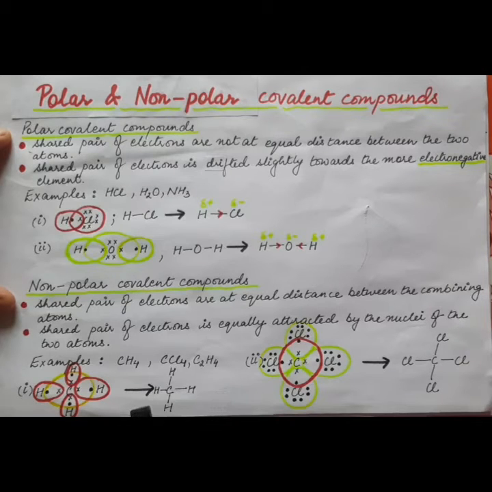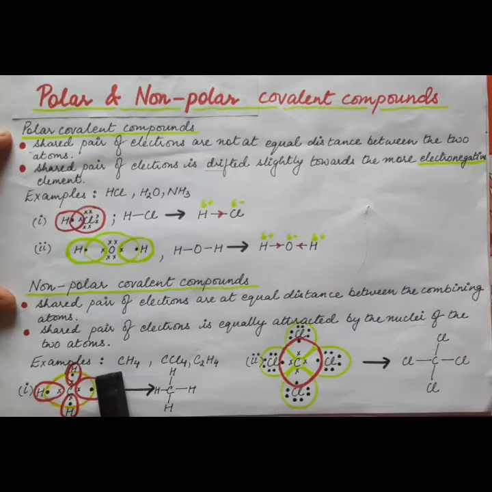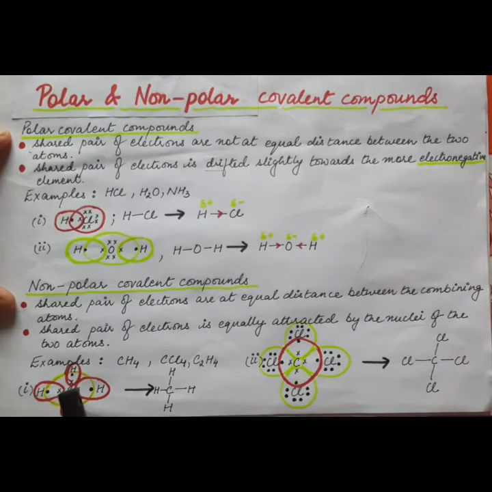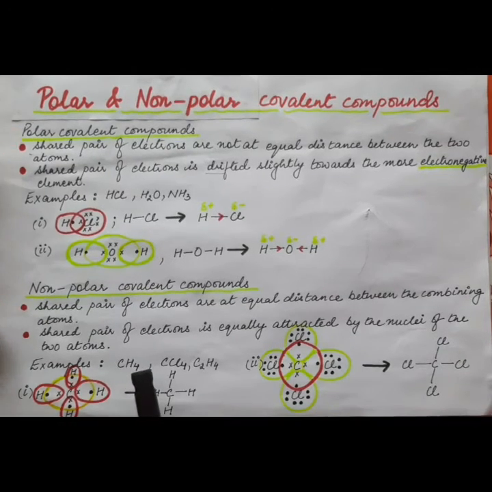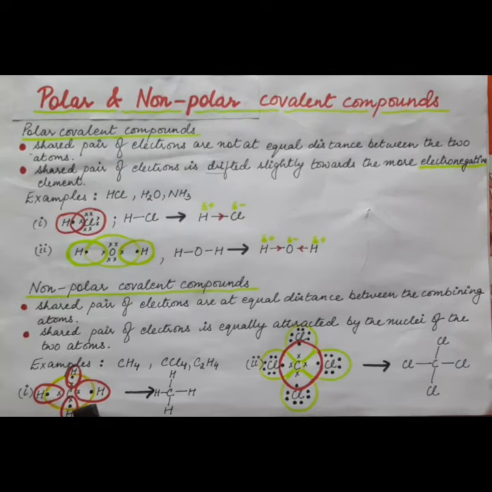Now starting with methane, carbon has atomic number 6. So when you write down the electronic configuration, it is 2, 4. We are concerned with the valence shell. In the valence shell, carbon has 4 electrons, represented with 4 crosses here. Hydrogen has 1 electron in the valence shell, represented with a dot.